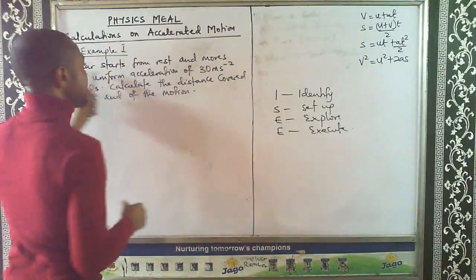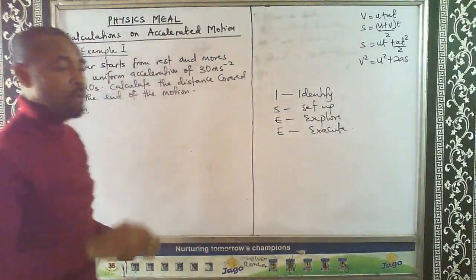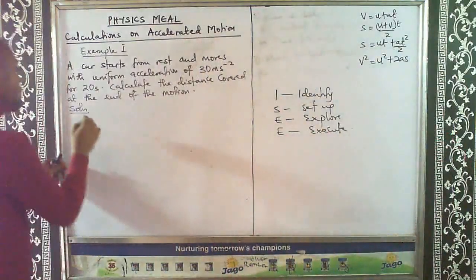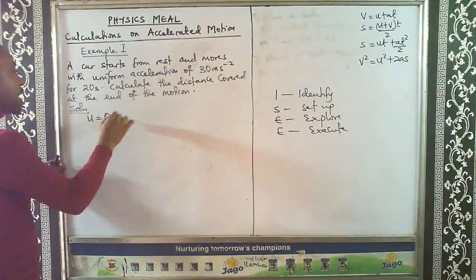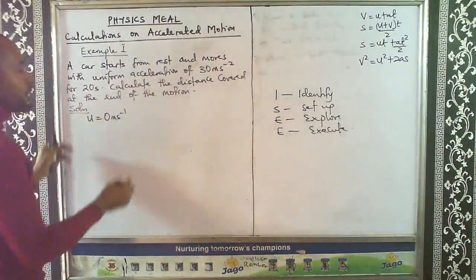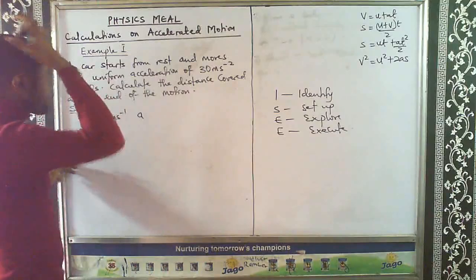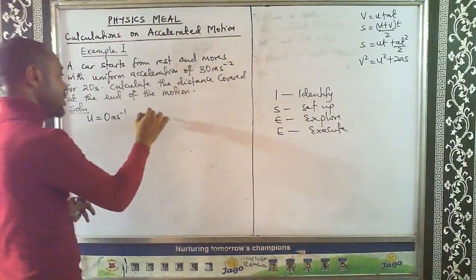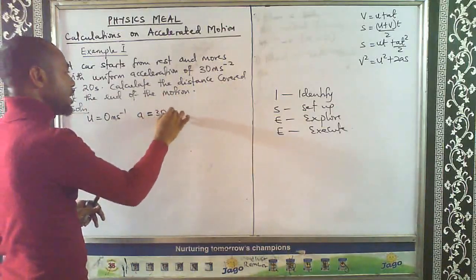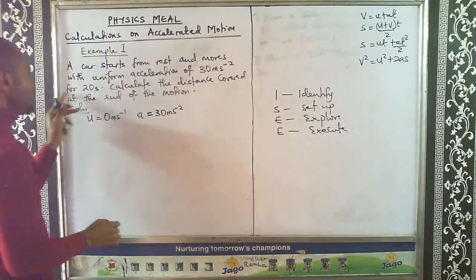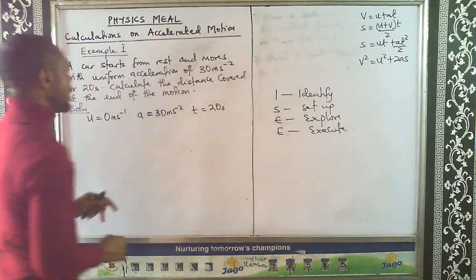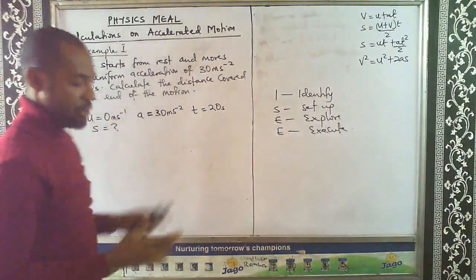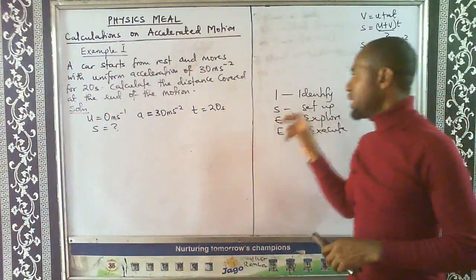So let's do this quickly. We identify. A car starts from rest. This statement is important. Remember that whenever a body starts from rest, the initial velocity is 0. So u, which is the initial velocity, is 0 meters per second. It moves with uniform acceleration of 30 meters per second squared, so I identify the acceleration. And for 20 seconds, I have identified time also. They now say calculate the distance covered at the end of the motion. The symbol for distance is x. So we have identified and we have set up. The next is to explore.